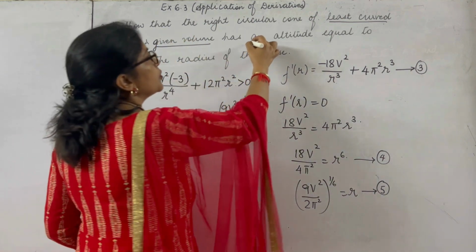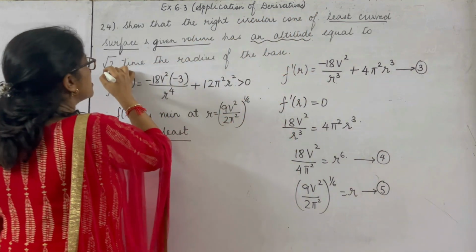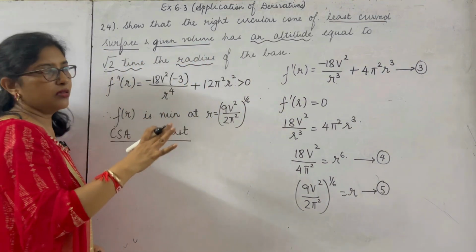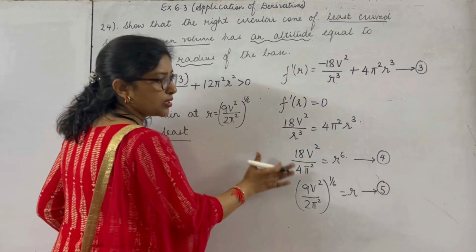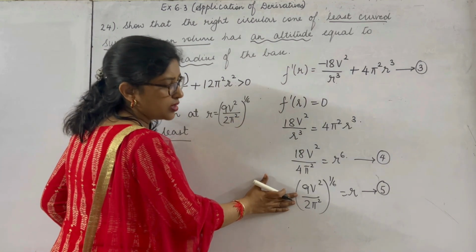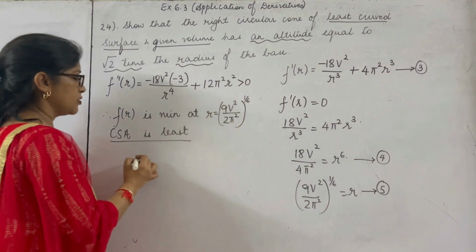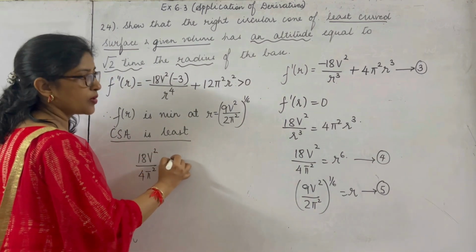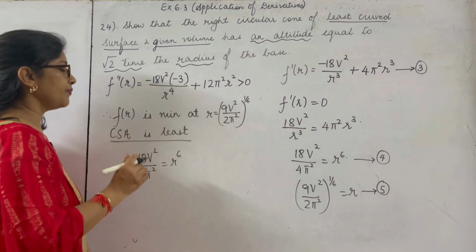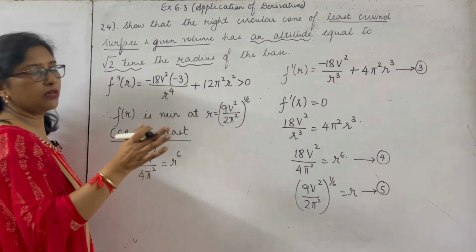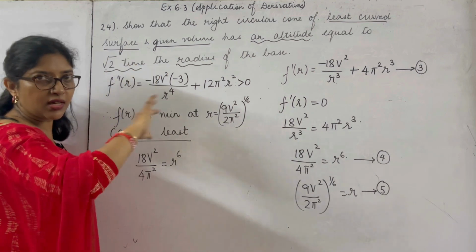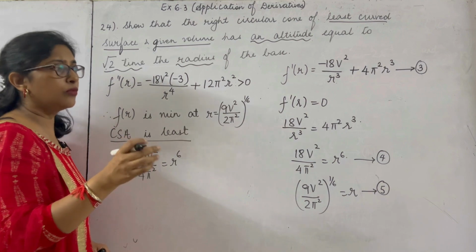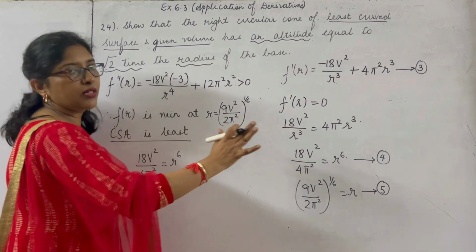Now what else do we want to prove? We want to prove that the altitude is root 2 times the radius. So to find this, let's again start with the critical point, or rather with this one. So we can take 18v square upon 4 pi square is equal to r raised to 6. You can also start with the first equation where we had started with the volume and substitute the value of r over there, but in most cases it's easier to start with the critical point.